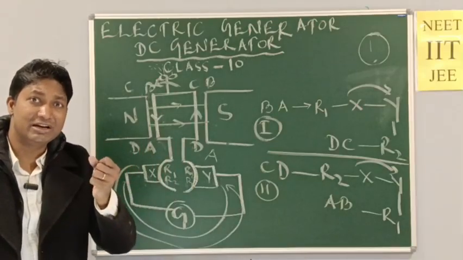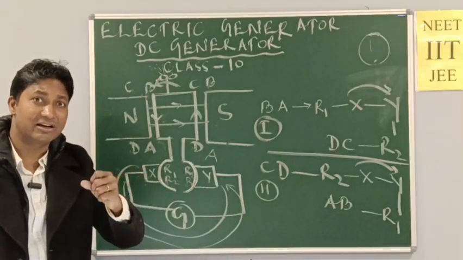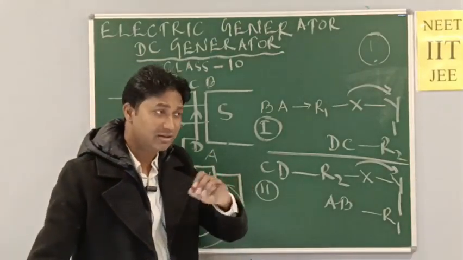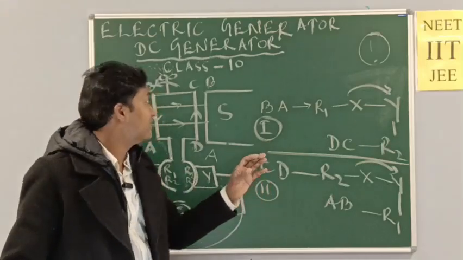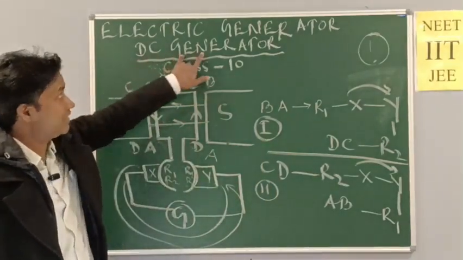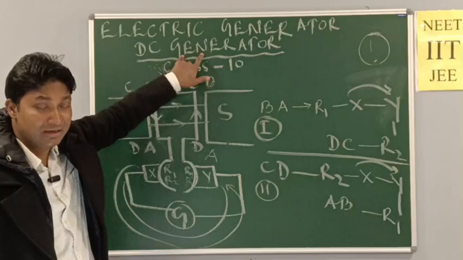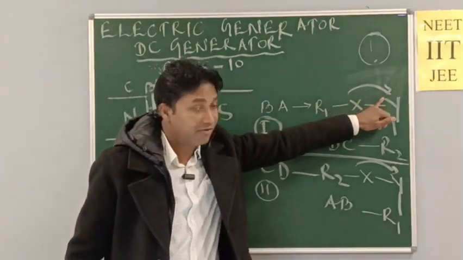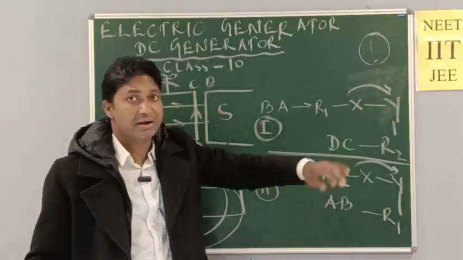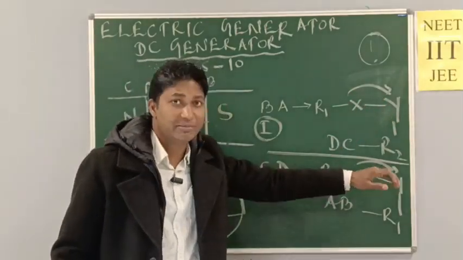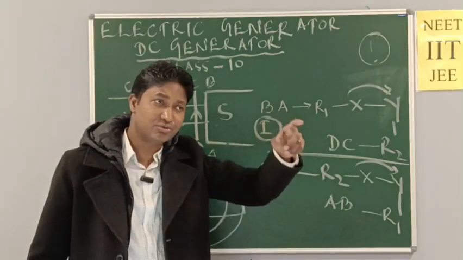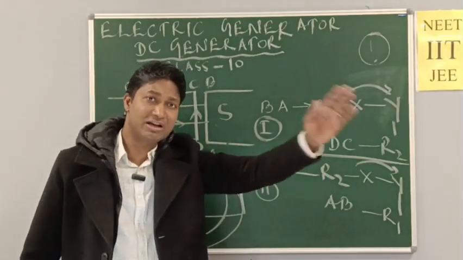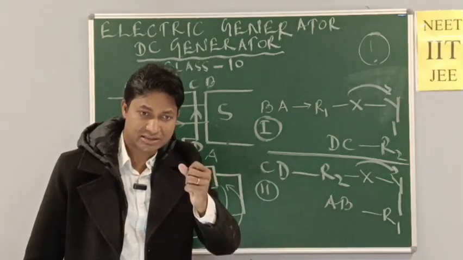That is why we say DC, direct current. A current which never changes its direction, only remains in one direction, is why we call it DC current. That is why the word DC generator. Why DC? Because in the first half revolution X to Y, and in the next half revolution X to Y, the direction of current is only one direction. That is why we say DC generator.